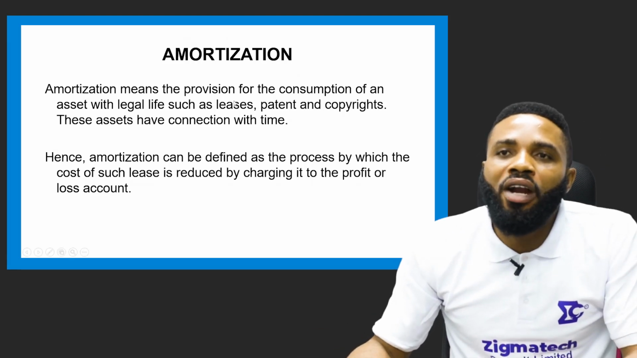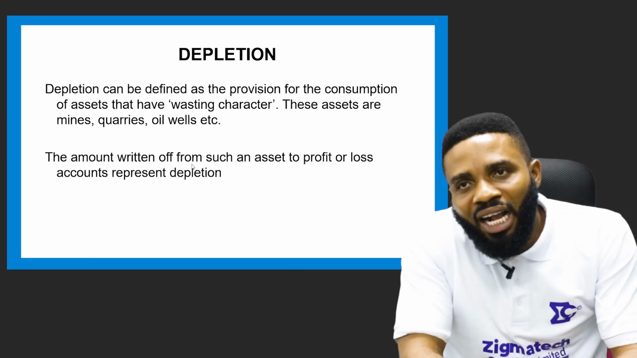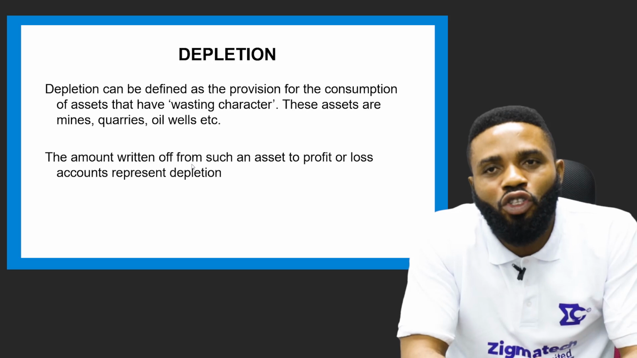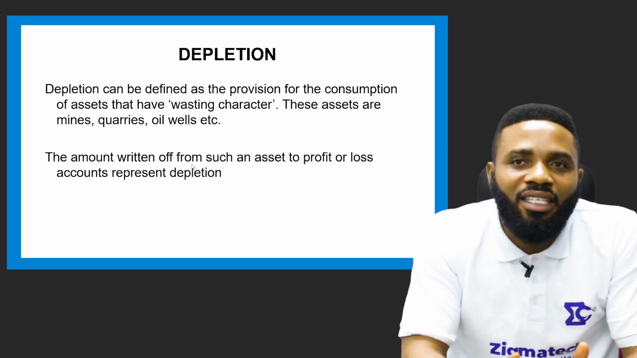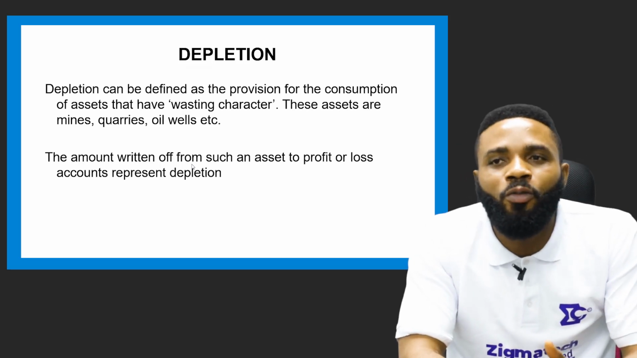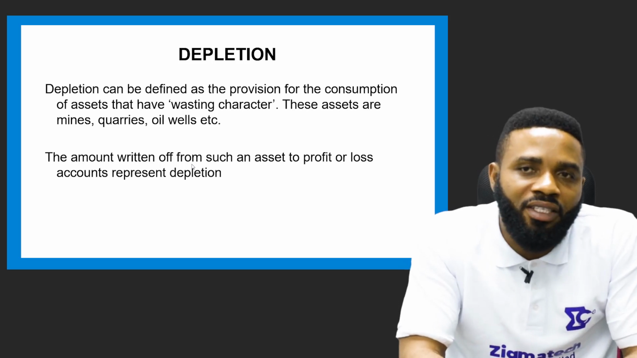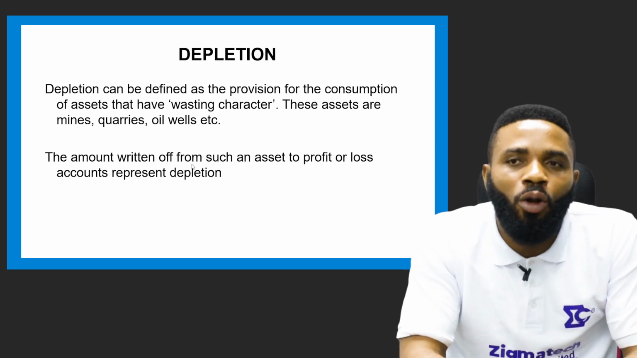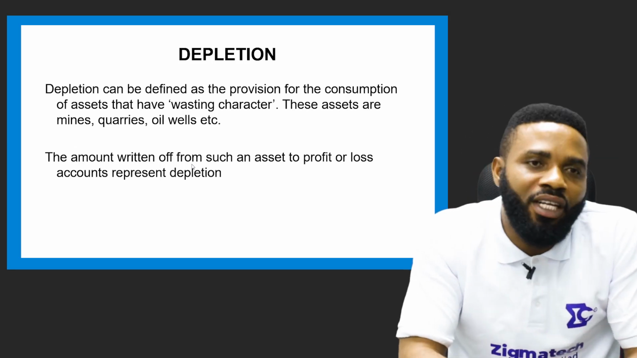Now, let's make progress. The next one is depletion. Depletion can be defined as a provision for the consumption of assets that have wasting character. These assets are mines, quarries, oil wells, etc. The amount written off from such an asset to the profit or loss account represents the depletion. The amount that is written off represents the depreciation.